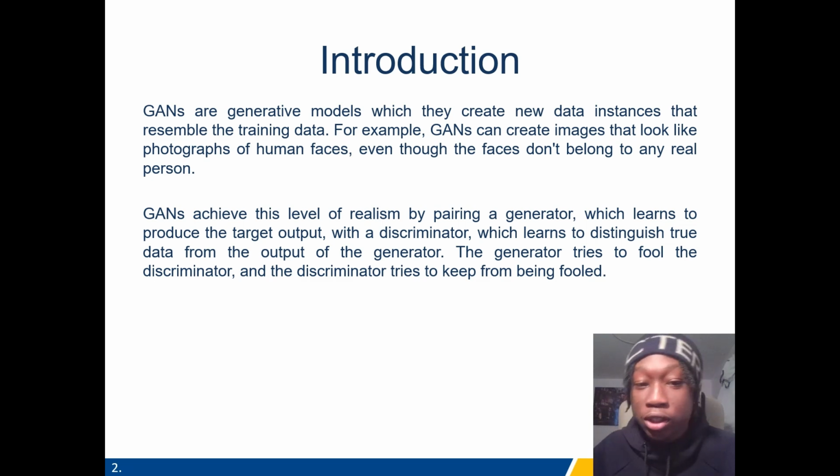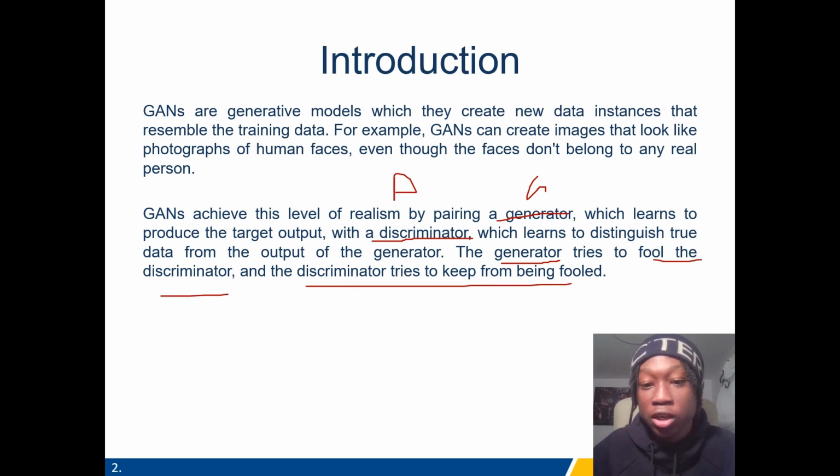GANs are generative models which create new data instances that resemble the training data, right? So a GAN could create the image of a person that doesn't exist in real life. This person does not exist, but a GAN takes the training data and creates new instances of data based on what it has been trained on. GANs achieve this level of realism by pairing a generator, which we'll call G, with a discriminator, which we'll call D. The generator's work is to try and create fake data to fool the discriminator, and the discriminator tries to keep itself from being fooled.